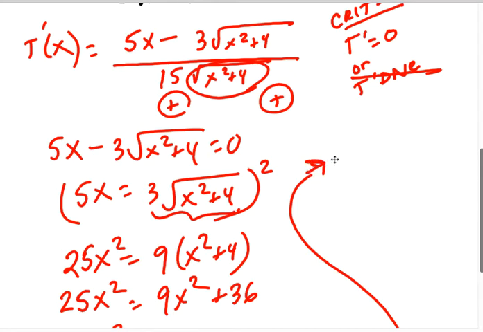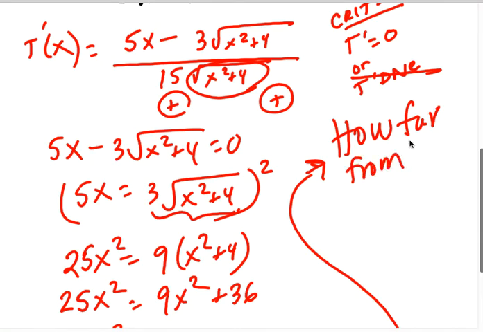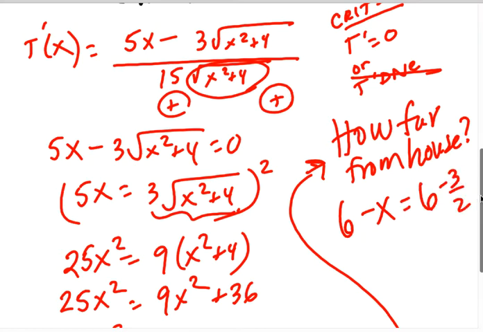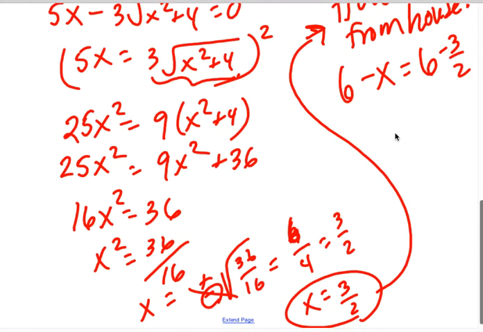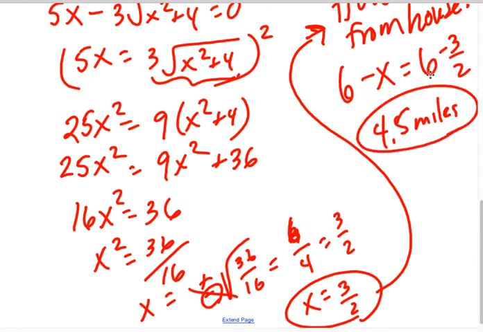So if I go to answer the question, how far from the house? Well, how far from the house is 6 minus x, which is going to be 6 minus 3/2, right? And if you want to make that 6 minus 1.5, it's fine. It would make it a 4.5, easier. So you can either say 4.5 miles, or if you chose to make this a 12/2, you'd get 9/2 miles, and that's fine. So either of those is okay.